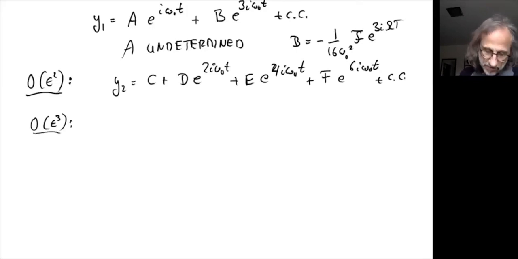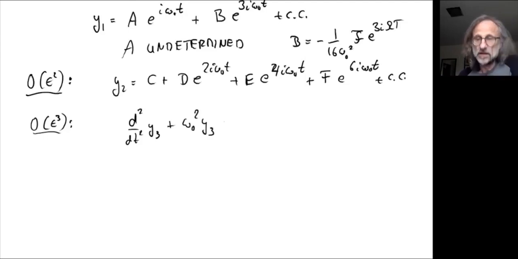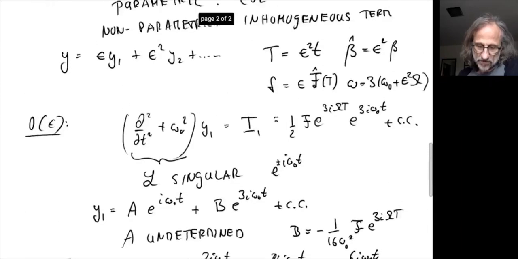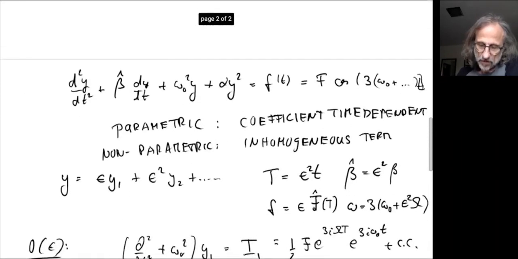So there we have d squared by dt squared of y3 plus omega naught squared y3 is equal to, and now we get terms. What do we get? We get something from the damping. We get something from this second derivative together with the slow time. And then we get something from the quadratic term.